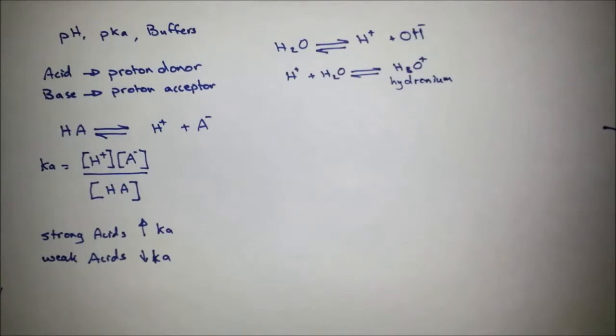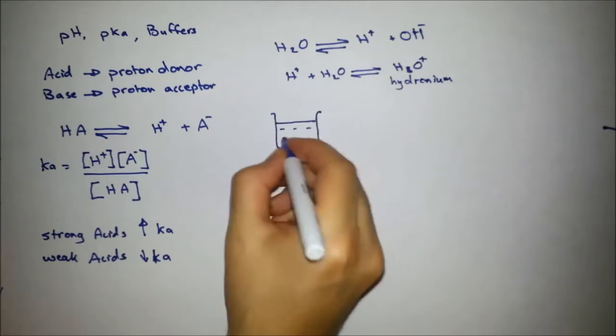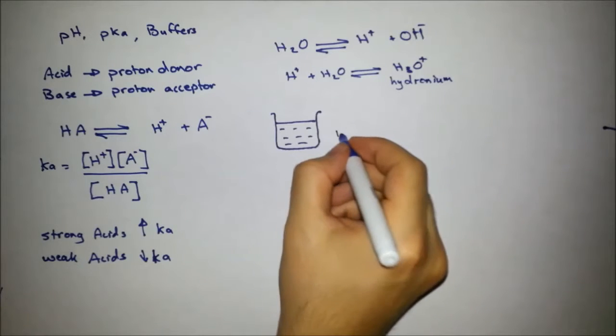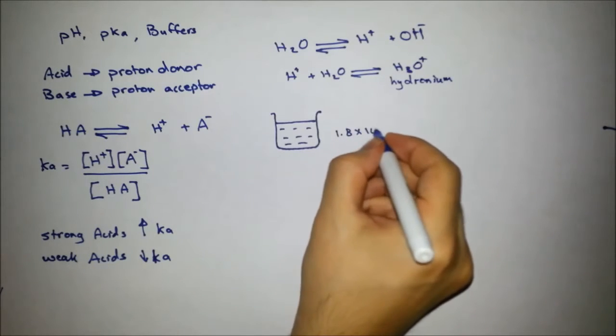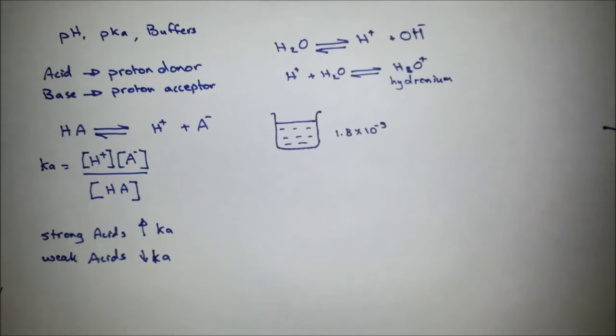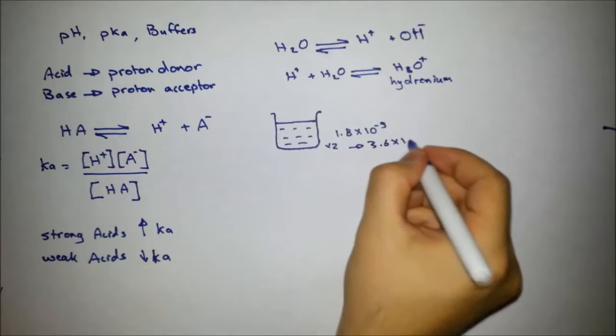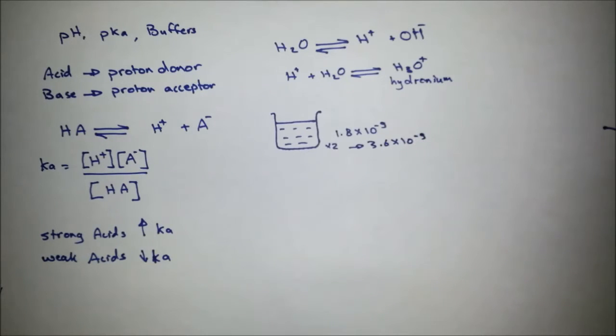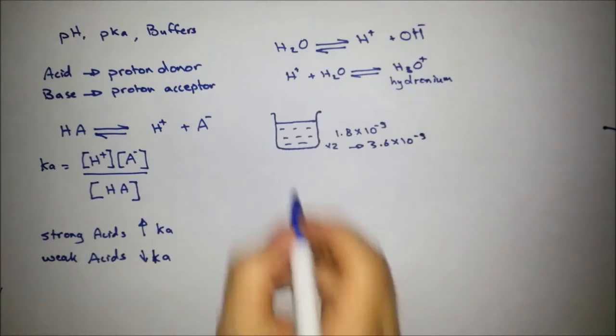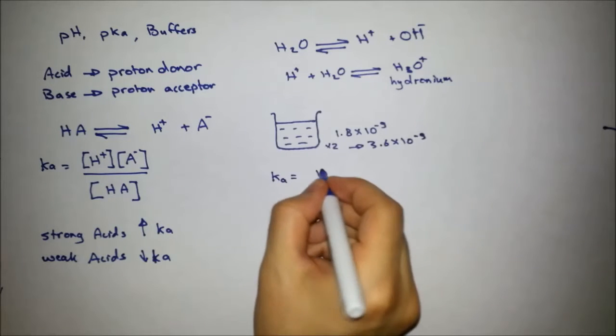Let's have a look at this small amount of water. The probability of finding a proton at any given time is 1.8 multiplied by 10 to the power of minus 9. This means that for every 1.8 billion water molecules, we'll find one that has dissociated into one proton and one hydroxide ion. And if, for instance, we have double the quantity, in this case 3.6 billion water molecules, we'll of course have 2 protons and 2 hydroxide ions.